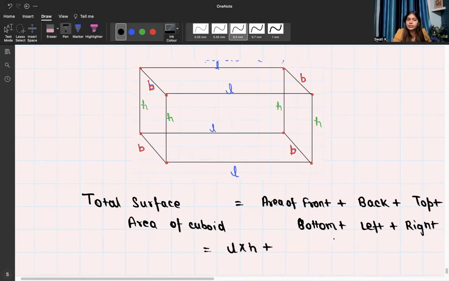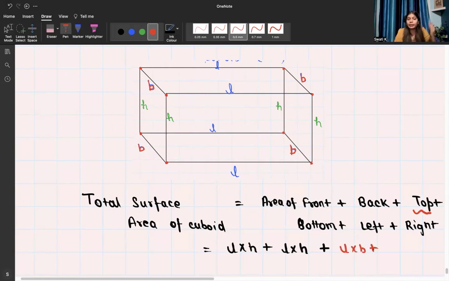Front is done. Now, similarly, if you look at the back one, if I just annotate for that as well, I'm talking about this back rectangle. That is also length into breadth. So length into breadth is H, the letter we are using. So that is also going to be L into H. So that is our area of the front and area of the back, right? Now let's go to the area of the top. If you look at the top one, that's also a rectangle, but there it is L into B. So that is going to be L into B.